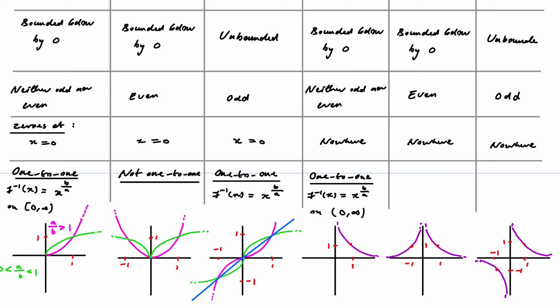Again, not 1-to-1 here. Fails the horizontal line test. And lastly, this guy is 1-to-1 by the horizontal line test. And its inverse is exactly what you'd expect. The inverse is x to the b divided by a with no restrictions at all. No restrictions at all on the domain.